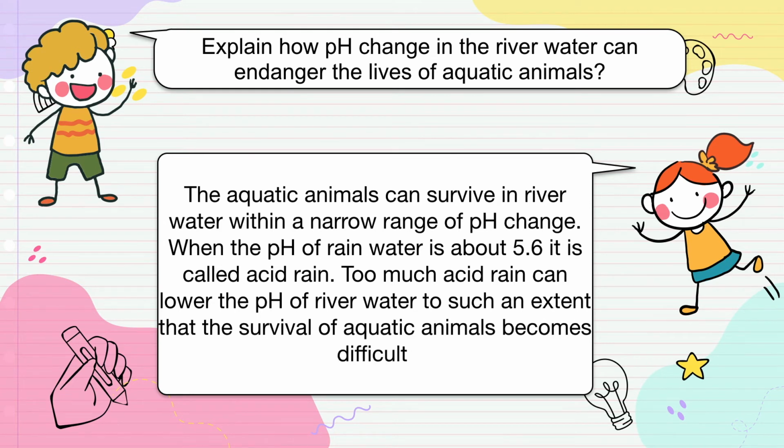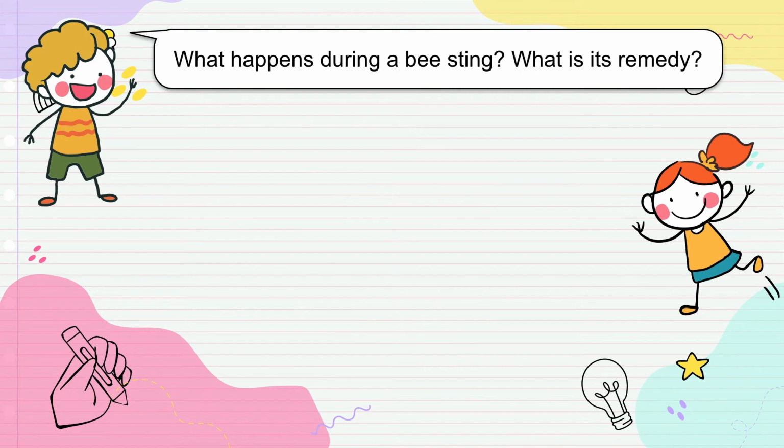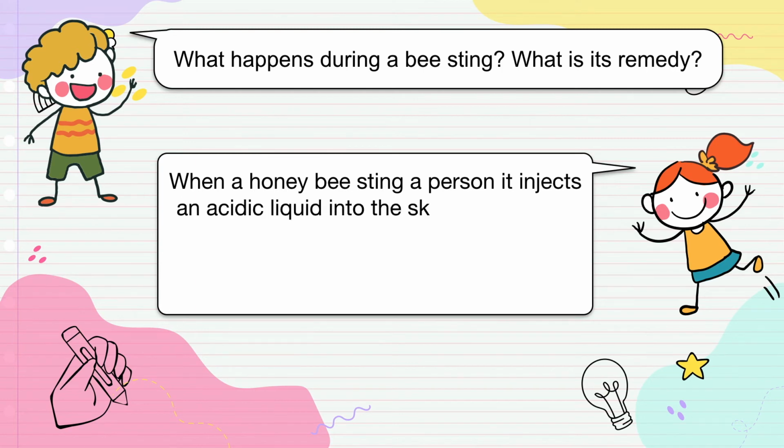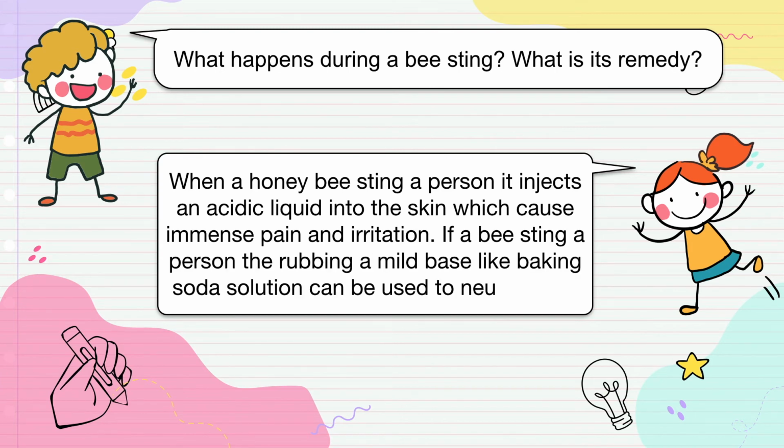What happens during a bee sting? What is its remedy? When a honey bee stings a person, it injects an acidic liquid into the skin, which causes immense pain and irritation. If a bee stings a person, rubbing a mild base, like baking soda solution, can be used to neutralize it.